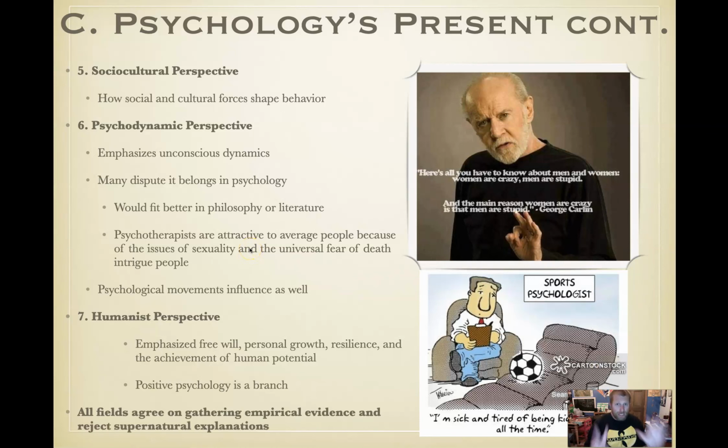And so all of these 7 perspectives, which you need to know inside and out for the whole year, you need to be able to recognize the also known as and what names go with it. They all agree on gathering empirical evidence. They also reject the supernatural explanations. They're all equally important. We have George Carlin here.